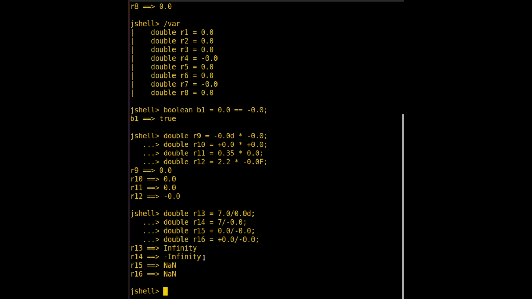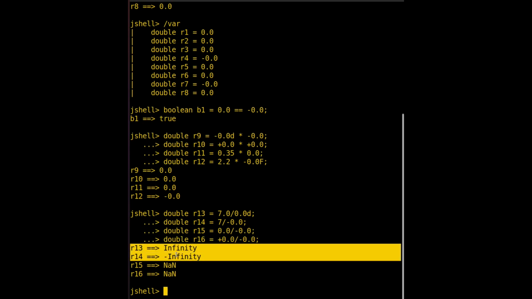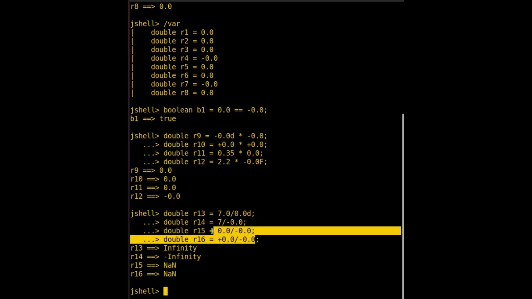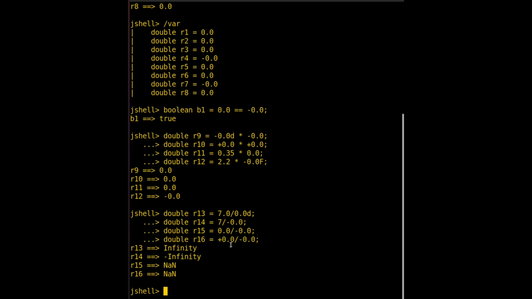Infinity has a negative infinity and a positive infinity, just like your zeros, but your NaN just stands for not a number, so it doesn't matter if you divide by negative or positive 0, they're going to give you not a number.